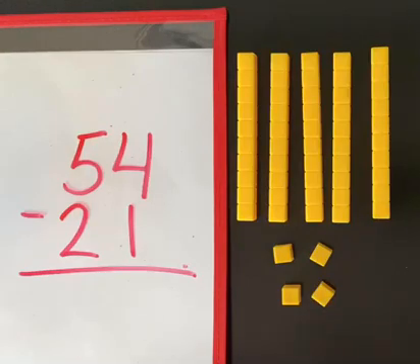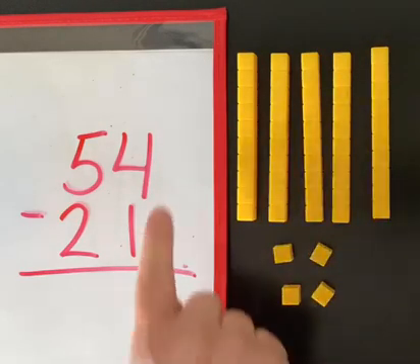Everybody. Today we are going to be working on double-digit subtraction with base 10 blocks. So I'm going to model how I would use base 10 blocks to help me with this subtraction problem. 54 minus 21. We are starting with a bigger number, so we can subtract. 54 is larger than 21, so we can take away 21 from 54.